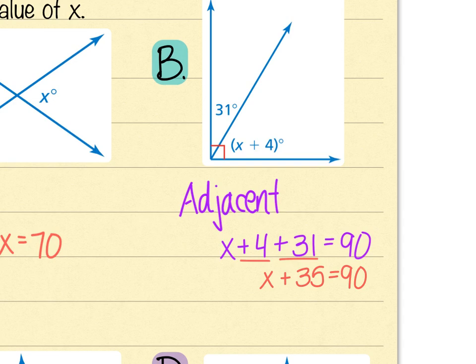And then we're going to subtract 35 from both sides to get x by itself. And so 90 minus 35 is 55. So we know they're adjacent angles, and we know because they're adjacent and they make this right angle together, that x has to be 55.